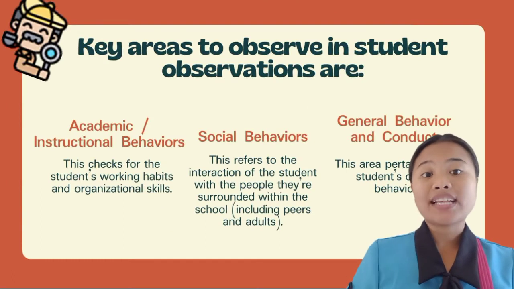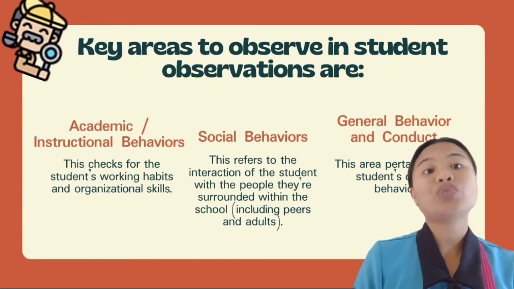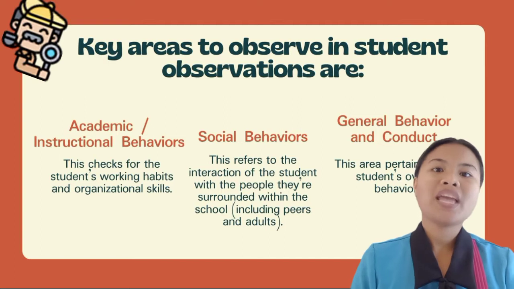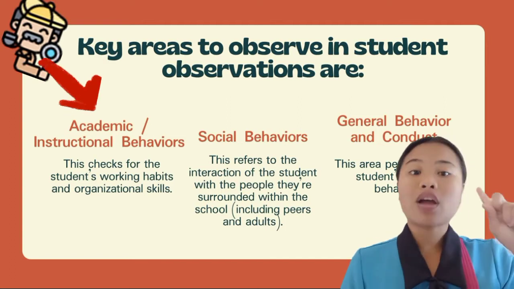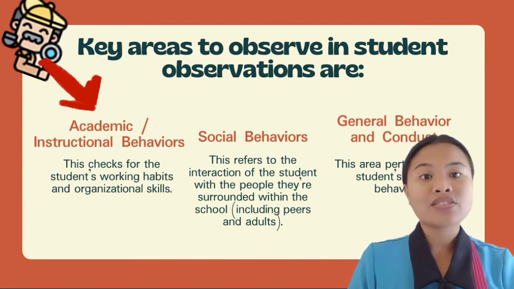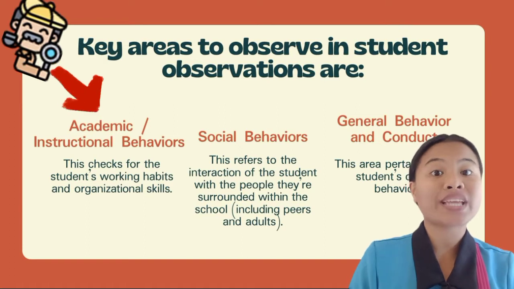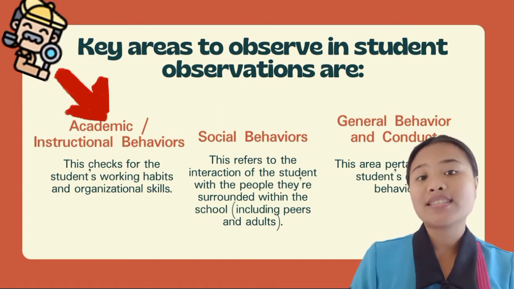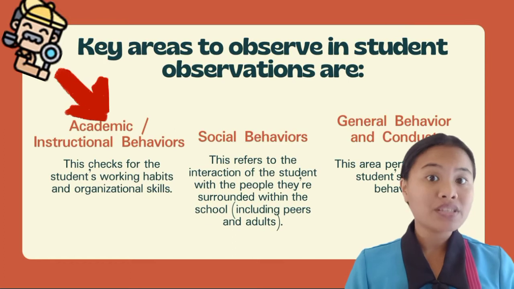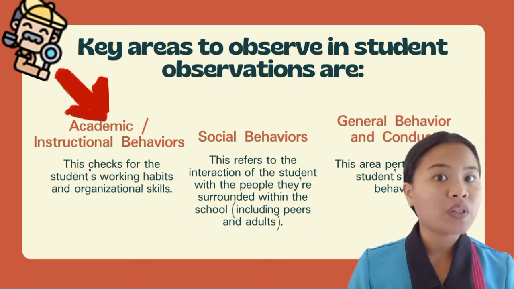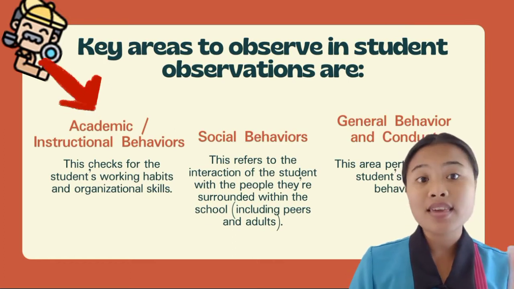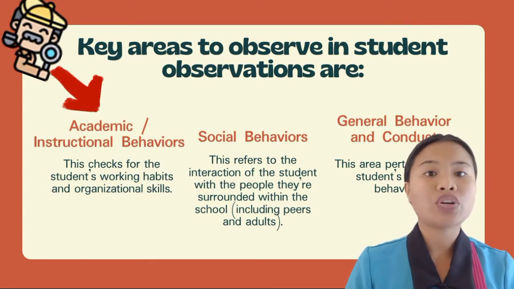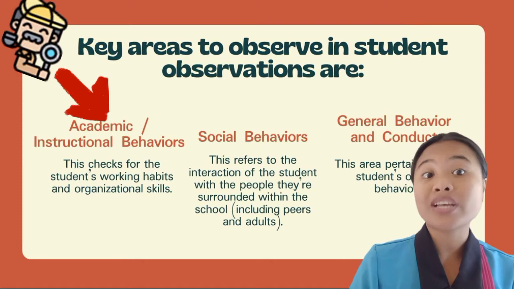The key areas to be observed in the student observation are the academic or instructional behaviors. These check the students' working habits and organizational skills. Examples: does the student work carefully and neatly? Does he or she follow along the instruction and task? Is he or she attentive to instruction and task?